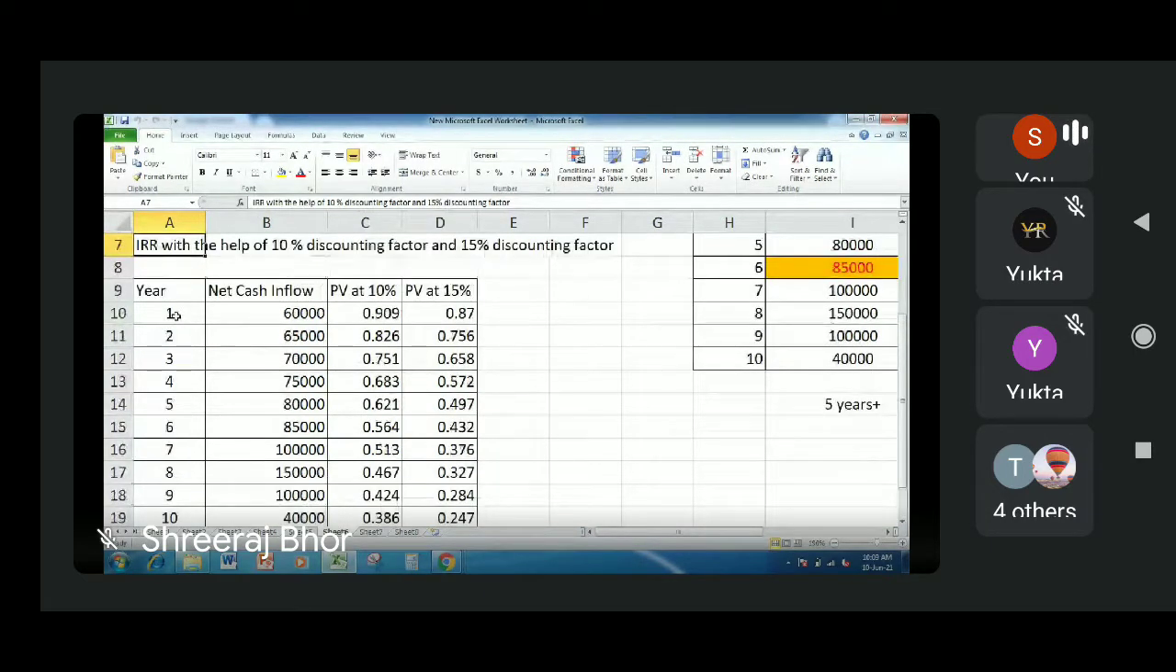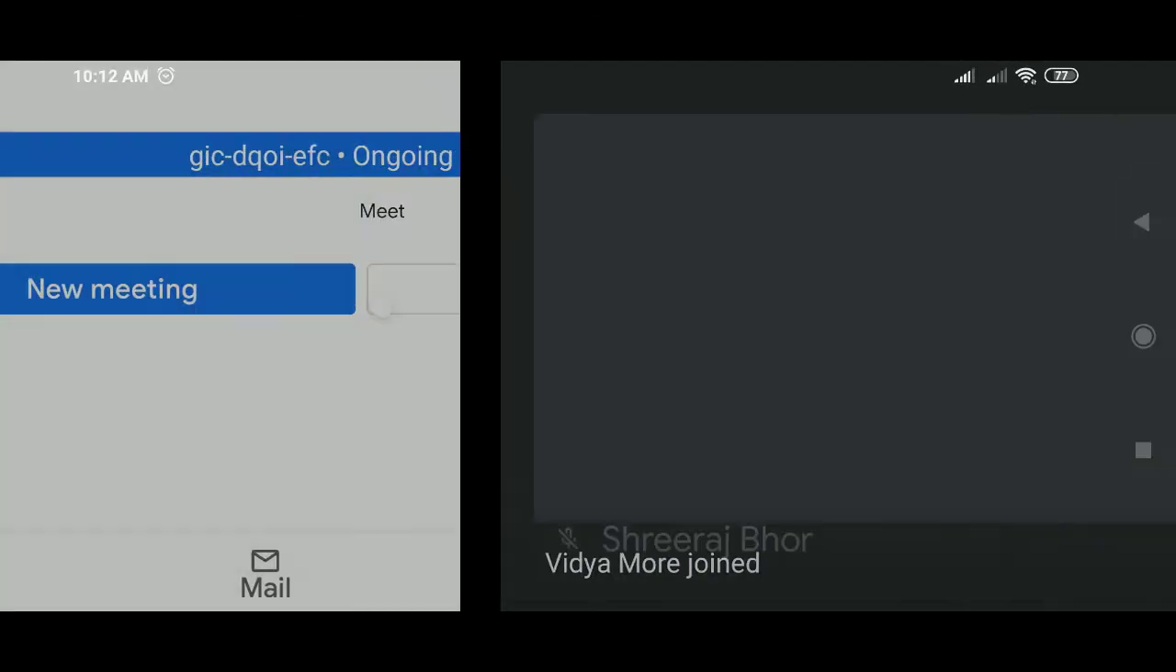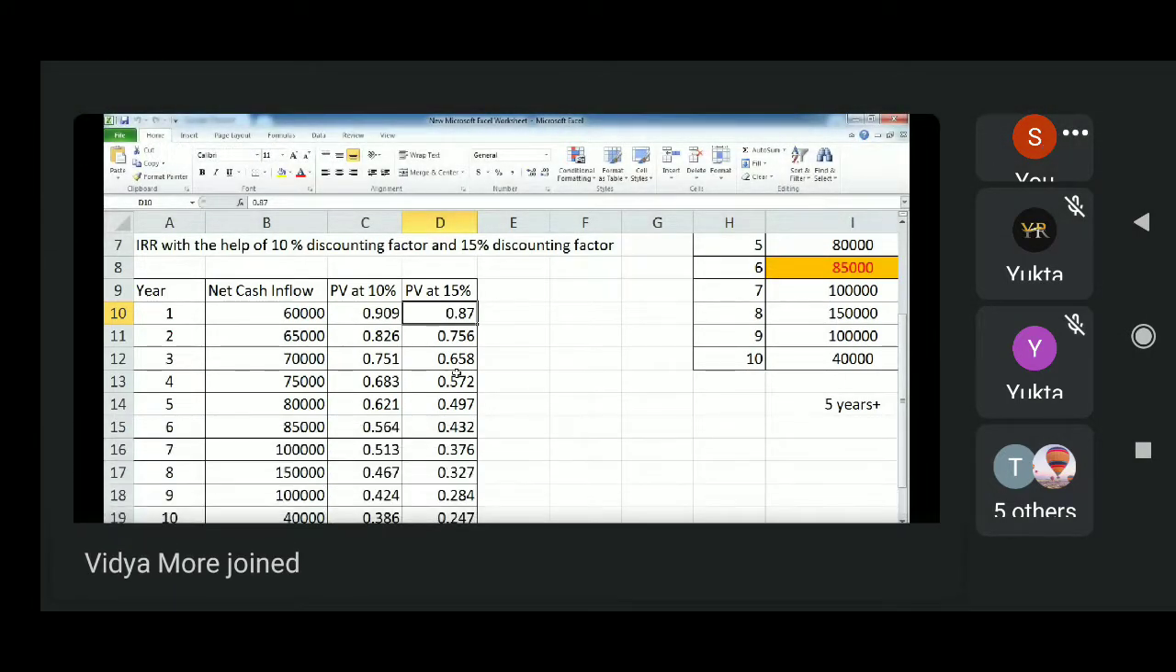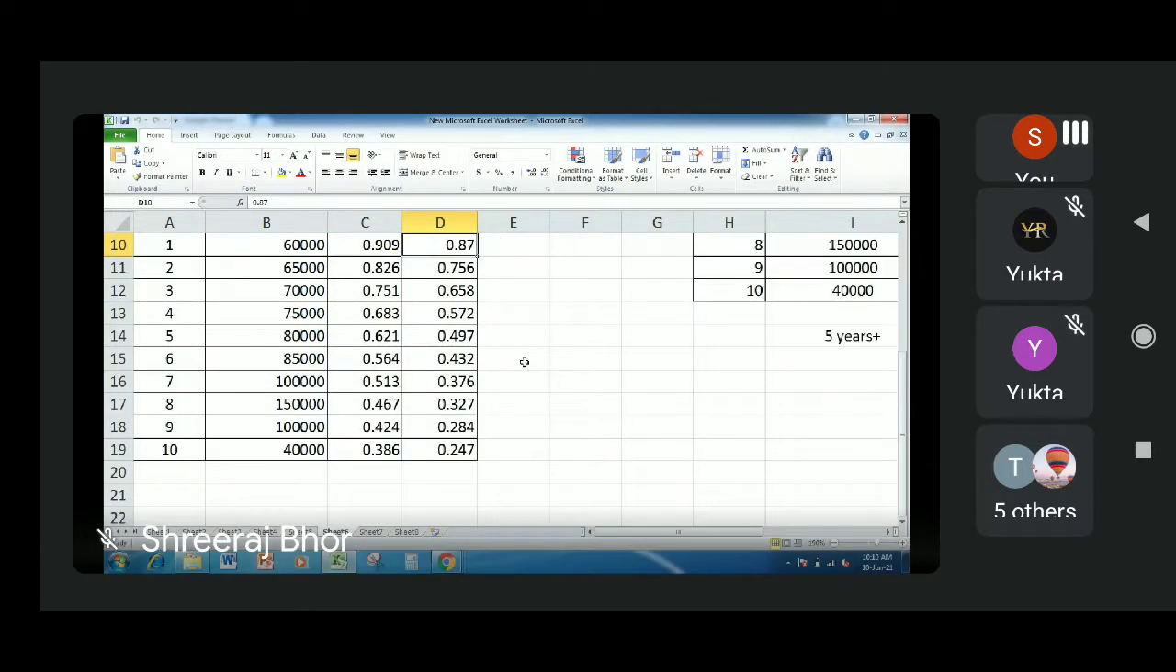Year 1 to 10 years are there. Net cash flow is 60,000, 65,000, 70,000. Year by year it is going on increasing. Then the present value factor is 0.909 for 10%, and for 15% it is 0.87, 0.756. So this is the PV factor of 15%.